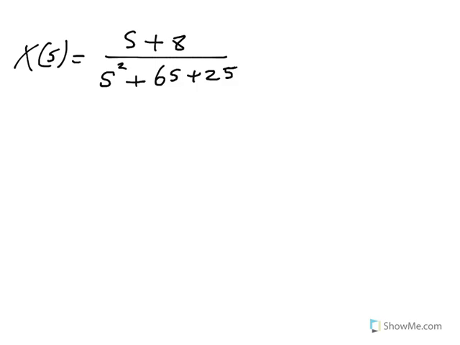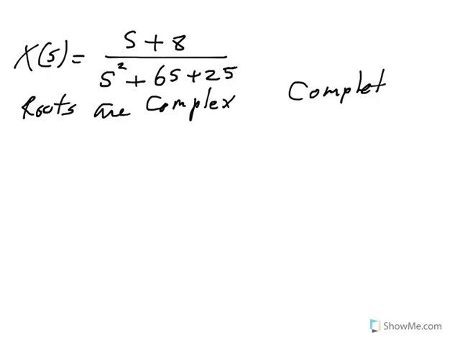So notice that the roots of the denominator, s squared plus 6s plus 25, and I showed this in another video, are complex. Roots are complex and complex conjugates. Therefore, we're going to use the method called completing the square. That's the easiest way to bring this back to the time domain.